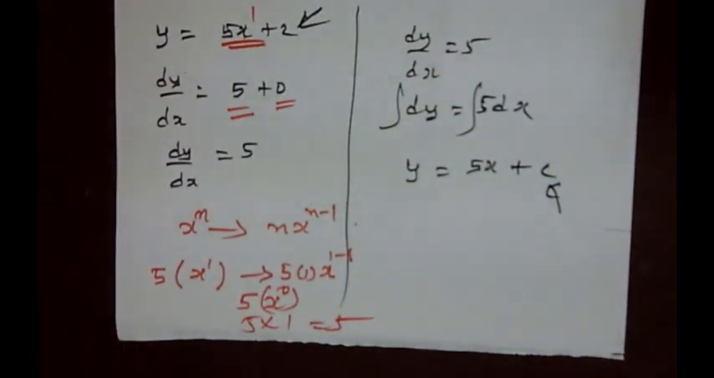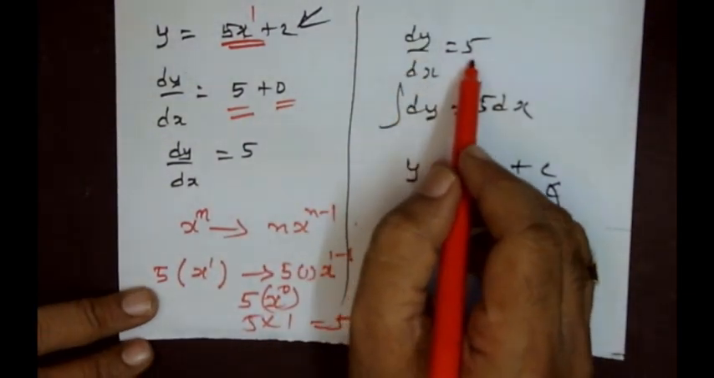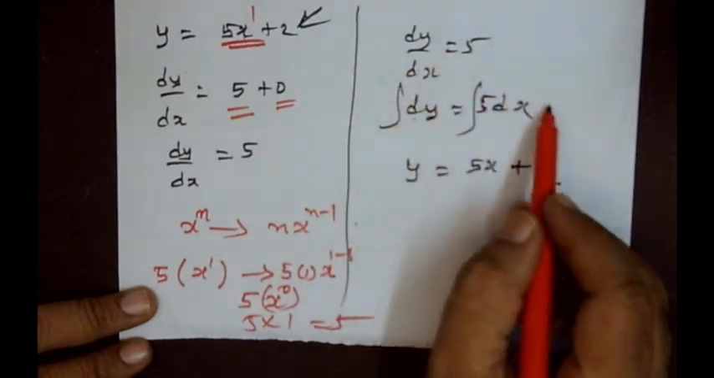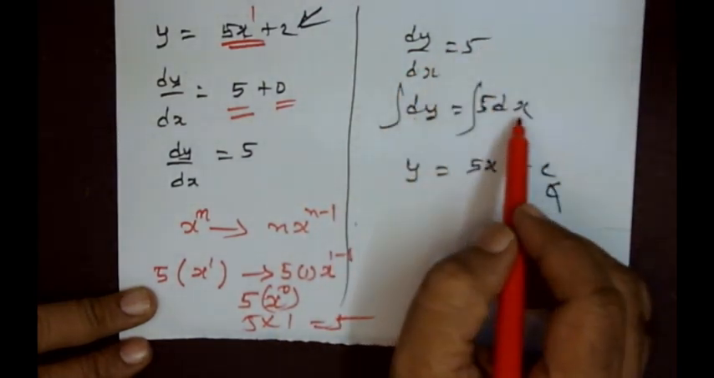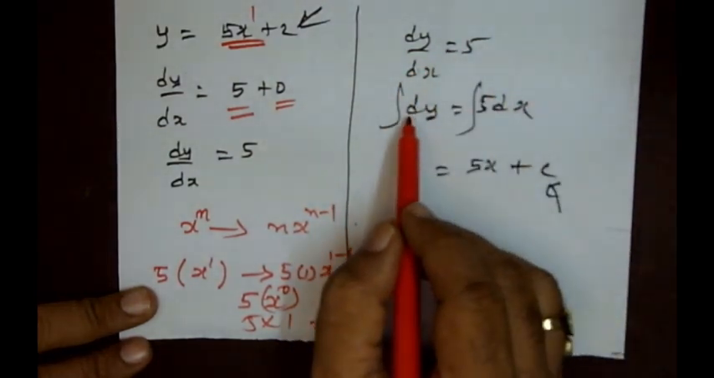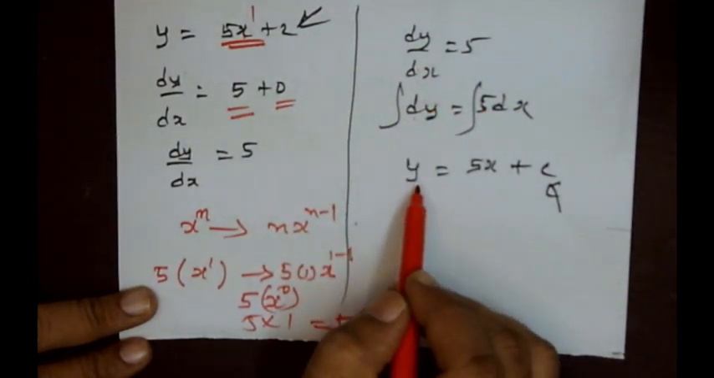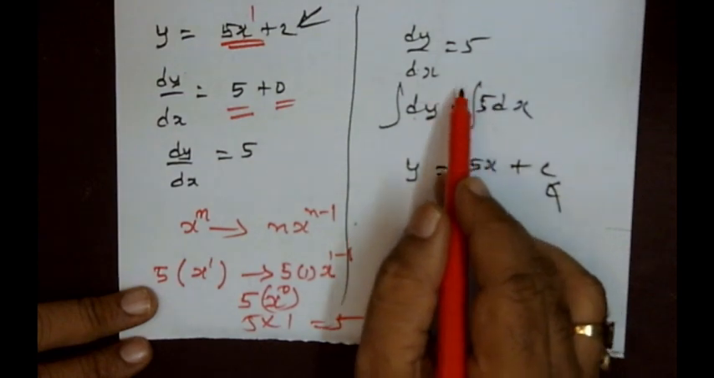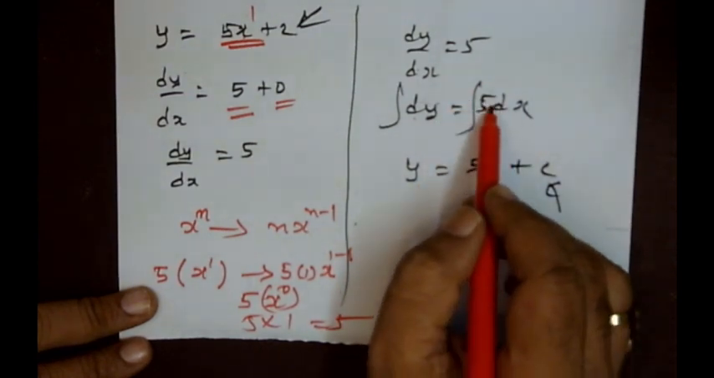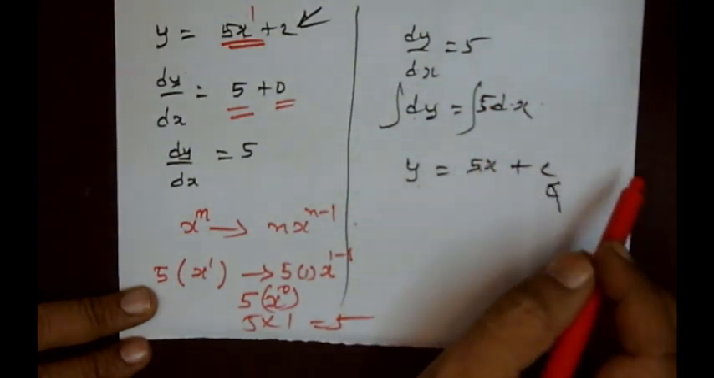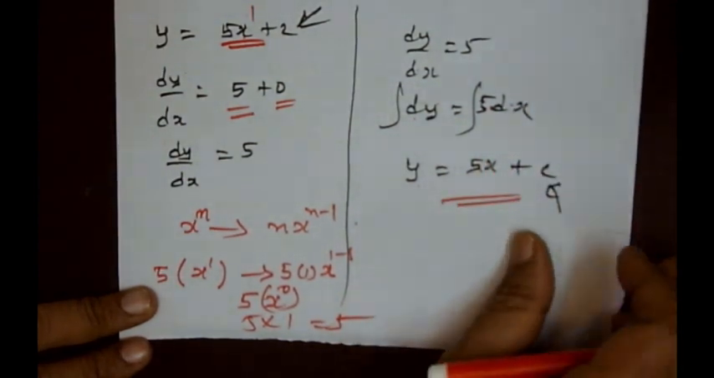But in the case of dy by dx is equal to 5, dy is equal to 5 dx, as this dx can be brought to the other side. Now let us integrate on both sides. So dy on integration becomes y, and in 5 dx, 5 can be taken outside the bracket. And what about this? This is x power 0. So dx on integration gives x, okay, plus integral constant, right?